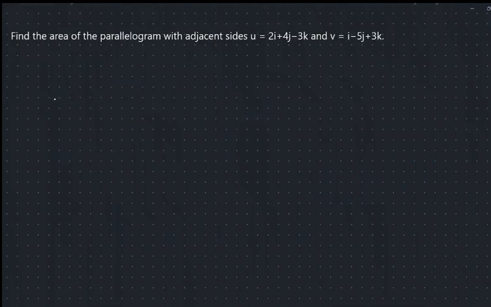Now let's find the area of a parallelogram with adjacent sides with these values. Now to find the area of a parallelogram with certain adjacent sides, we have to get the cross product. This is how we find it. So we have to get u cross v. And the way to get it, it's not like the dot product, it's by finding the determinant of the 3 by 3 matrix that consists of these values. So what I mean basically is this.